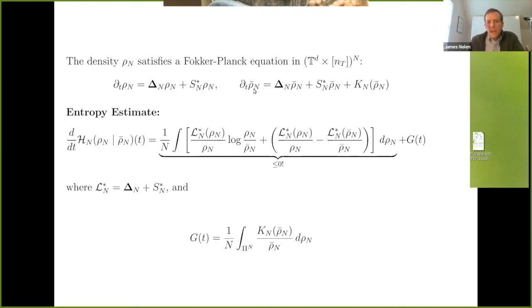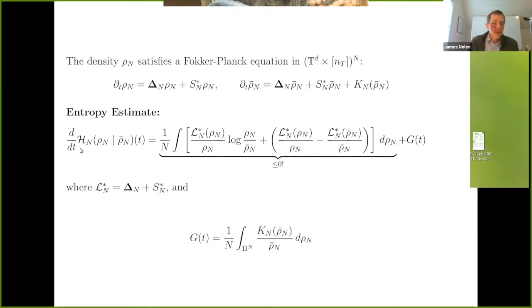Then rho bar n, which is the product of the solutions to the mean field equation, doesn't satisfy the same equation. It satisfies a nonlinear system, but you could think of this nonlinear equation as a perturbation of the linear Fokker-Planck equation. And this term k is a nonlinear functional, which captures the difference between the generator for the true system, that is the coupled system, and the nonlinear term for the mean field equation.